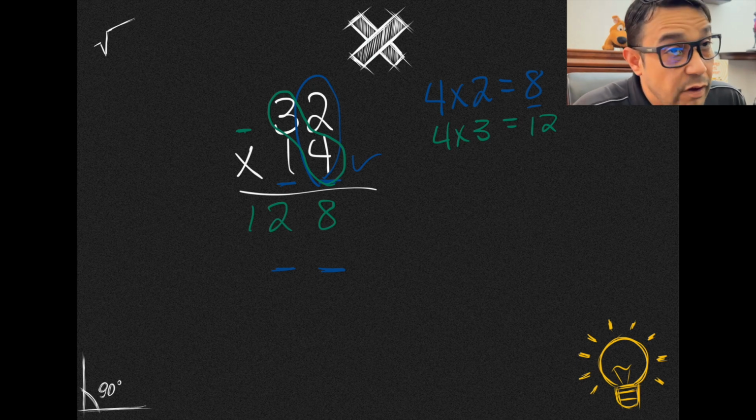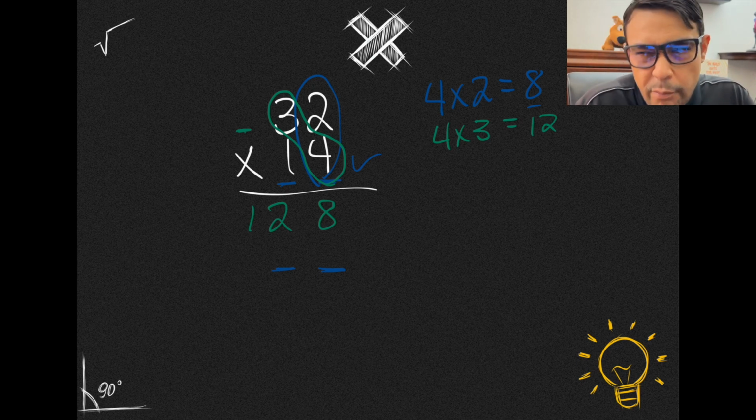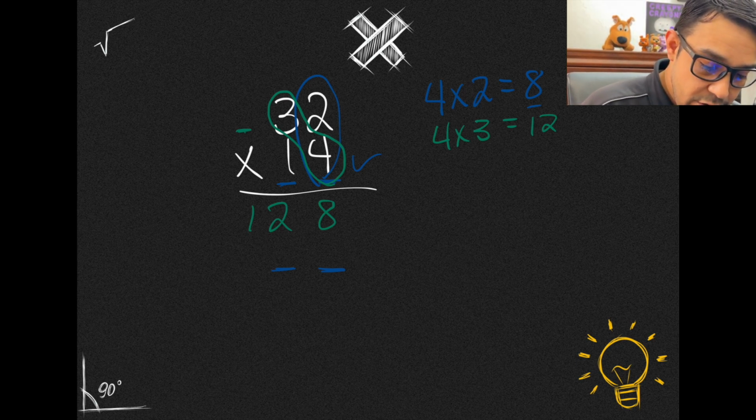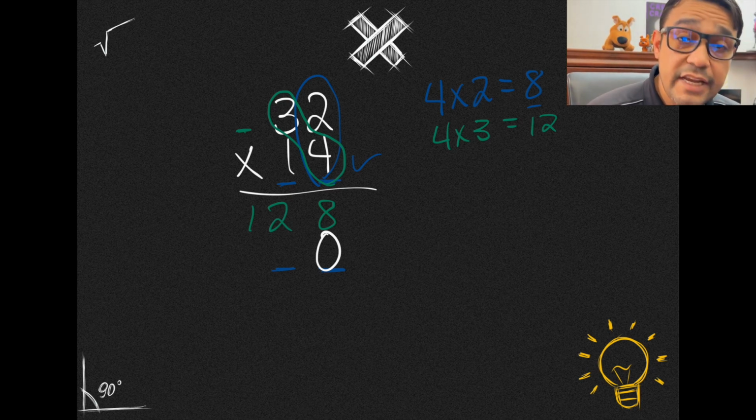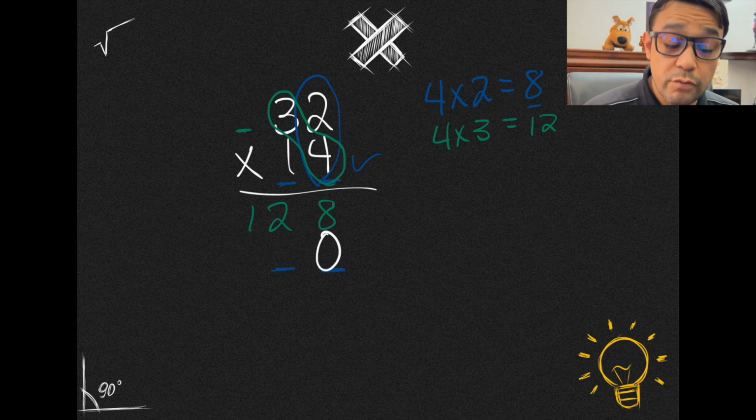But we just don't leave a blank. What's the number for a blank, though? Well, 0. So, we're going to put our 0. Because we're not starting in the ones, we did the ones. We're starting in the tens. So we're just going to put our 0 in the ones for now.